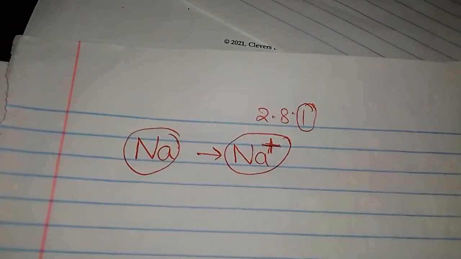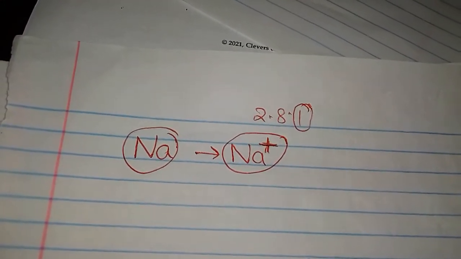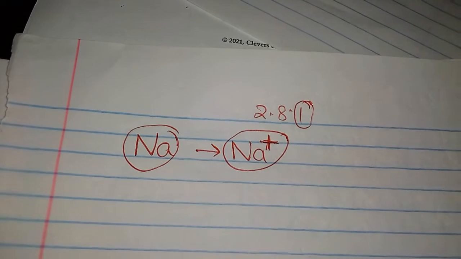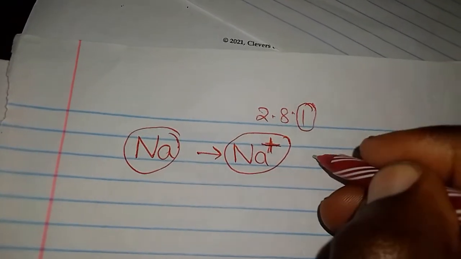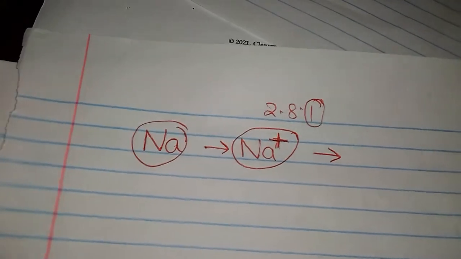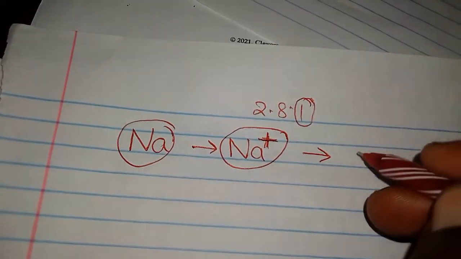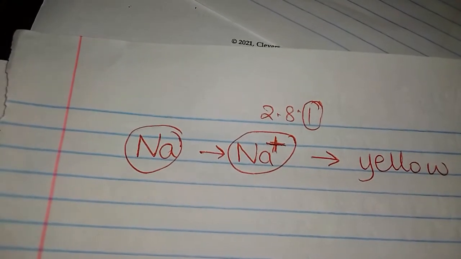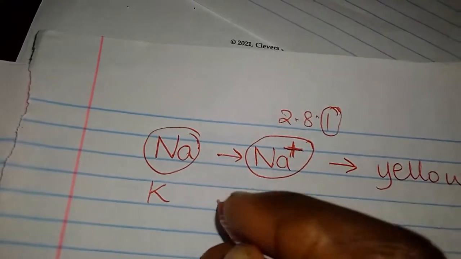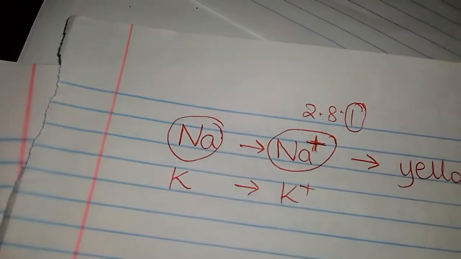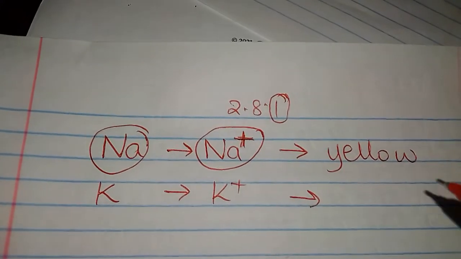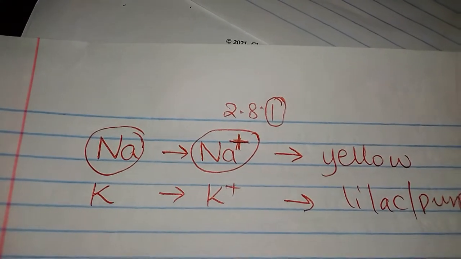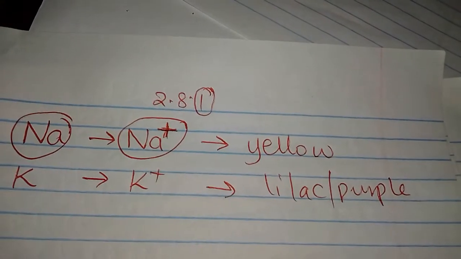An ion is a charged particle present in a compound, detected by the coloration it gives to a flame. So that means if it is sodium, I expect to see a yellow color. If I have something else like potassium, it is a group 1 element, I expect to see a lilac or a purple flame color.